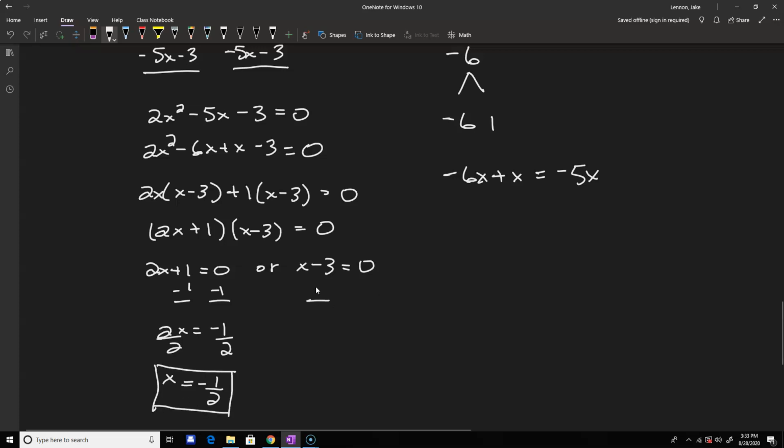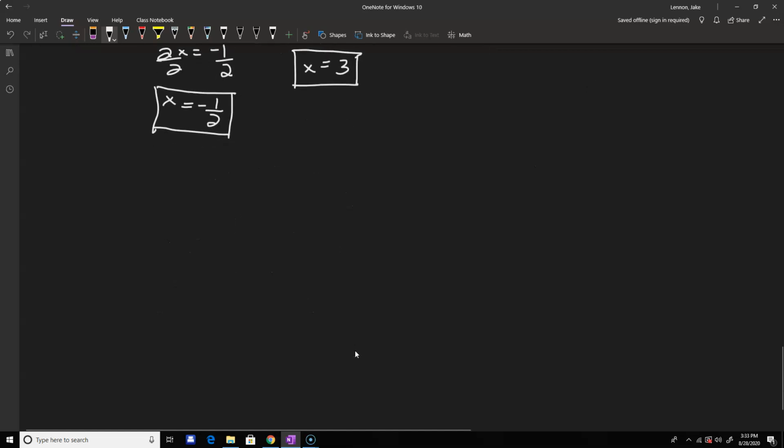And then the second equation is quicker. We just need to add 3. So x equals 3 is the second solution for this example. Okay, so that's it for factoring pretty much. So now let's talk about the second method, completing the square.